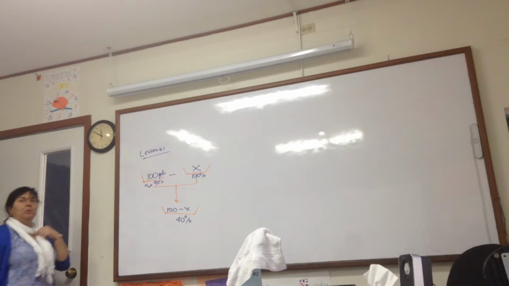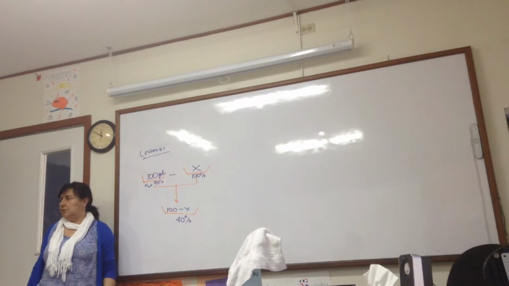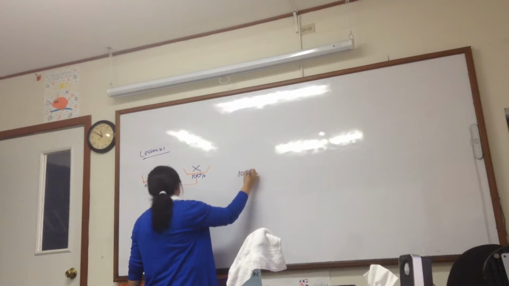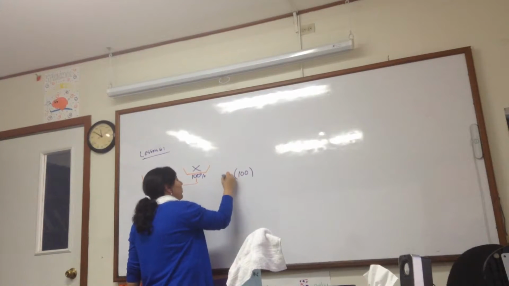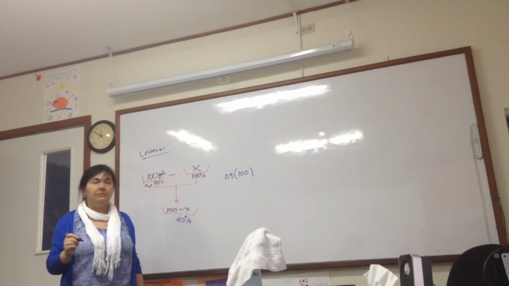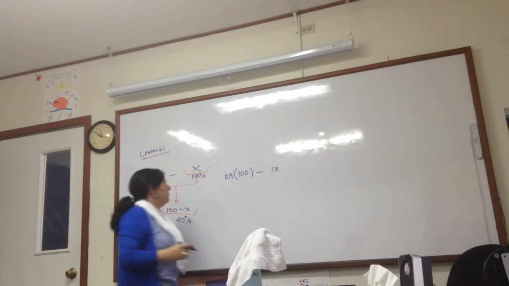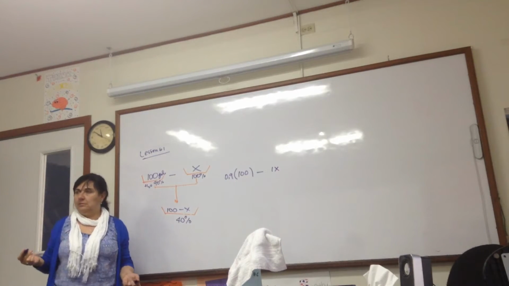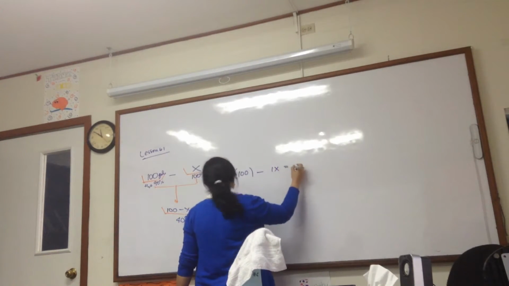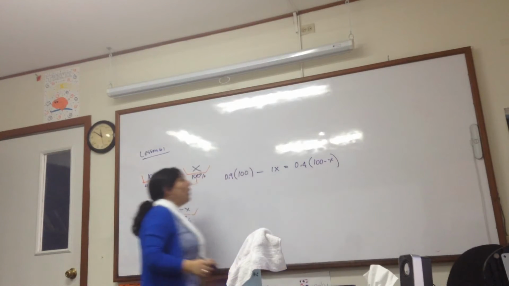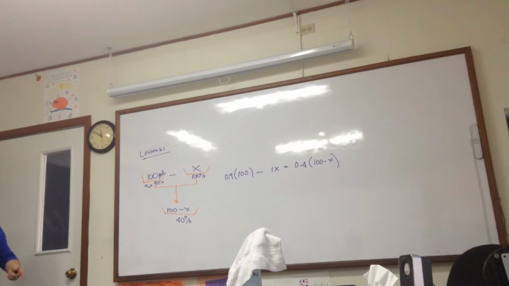So the only thing we don't know is this X right here. So when I write the equation, I have 100 gallons times 0.9, minus 1x, because 100% is 1, equals 0.4 times 100 minus x. Do I need another equation? No, of course not, because I only have one variable. Is that clear?